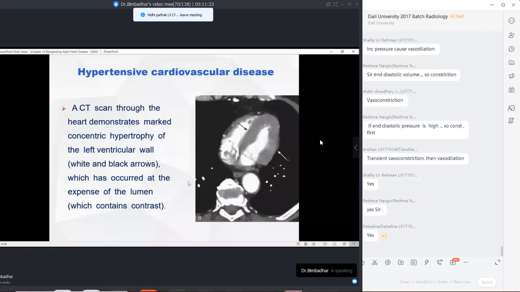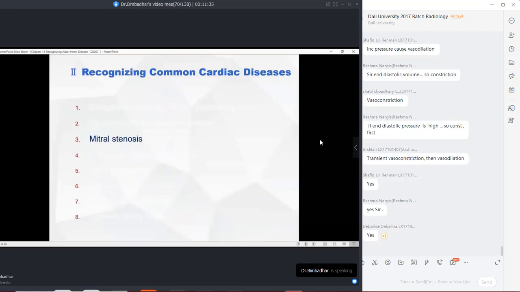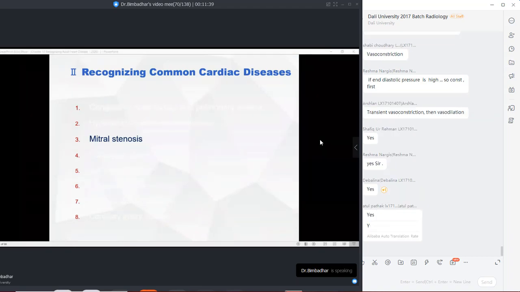Now, we will be talking about one complicated disease. I think if you have understood the mechanism of the heart, this disease will be very easy, though a little confusing. Let me show you how.